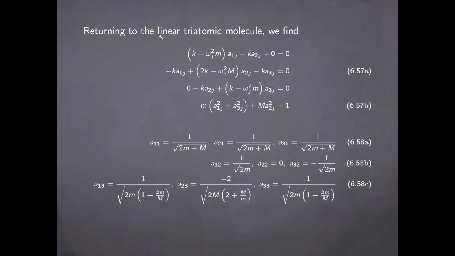Returning to the linear triatomic molecule, it is straightforward to find the eigenvectors corresponding to these three modes. The set of three equations for the components of each eigenvector is given here together with the normalization condition, and it's very straightforward to find the three eigenvectors. The first one corresponds to the zero mode. This just represents the translation of the molecule as a whole along the x direction, or the molecular axis.